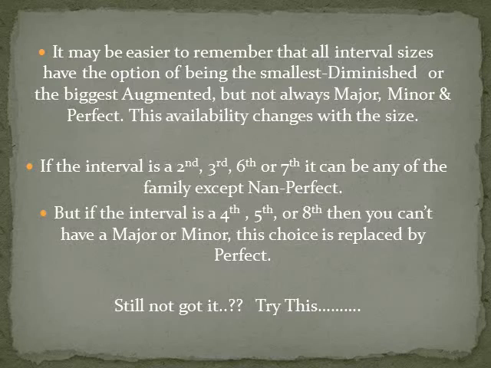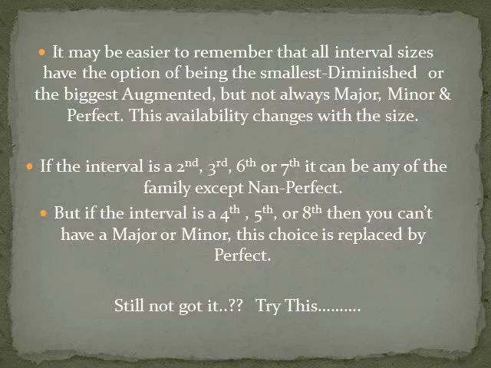Might be easier to remember that all interval sizes have the option of being the smallest, diminished, or the biggest, augmented, but not always major, minor, and perfect. Okay, the availability changes depending on what size it is. So if the interval is a second, third, sixth, or seventh, it can be any of the family except Nan. So in other words, it can be diminished, minor, major, or augmented, just not perfect. But if the interval is a fourth, fifth, or eighth, then you can't have a major or a minor. You can only have diminished, perfect, or augmented. Major and minor replaced by perfect for this size.